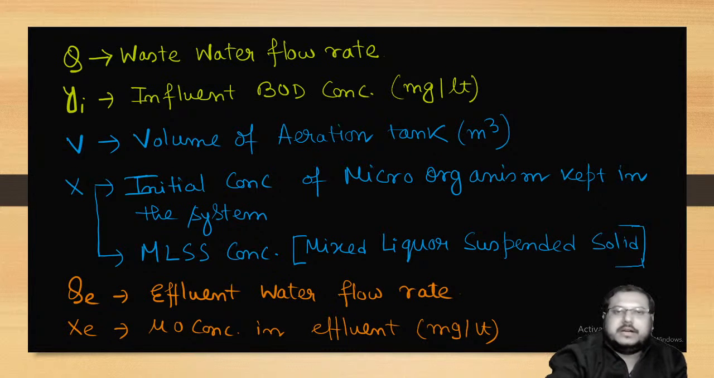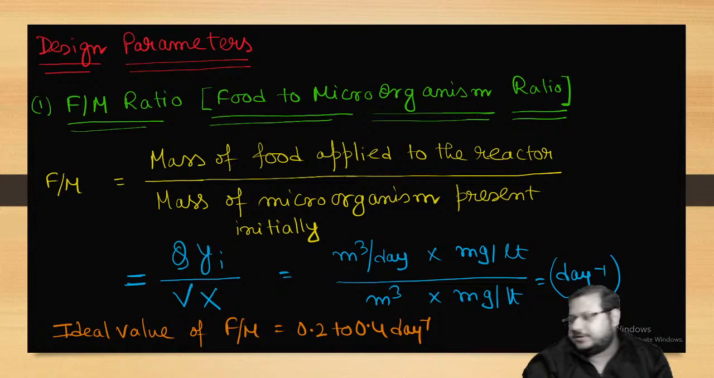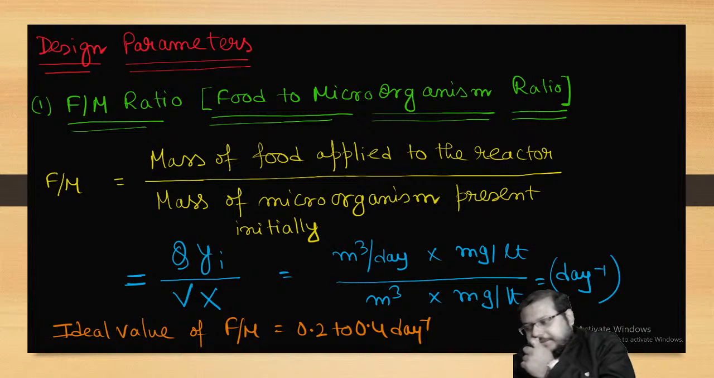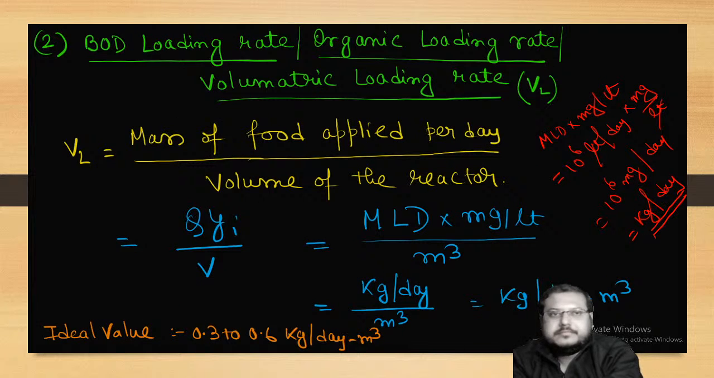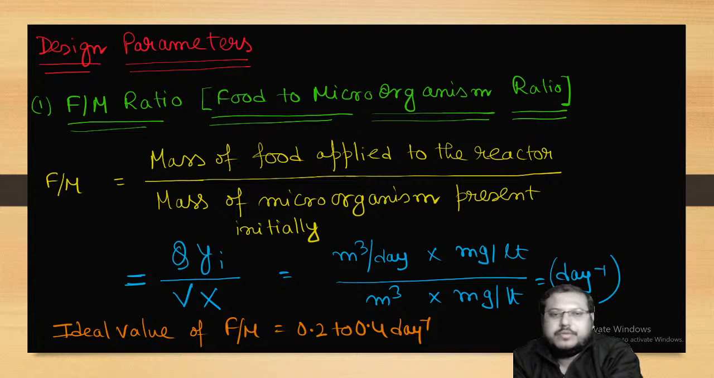We have gone through the schematic diagram, and these are the design parameters. First of all, the F by M ratio. After we quickly finish this, we'll go for the problems itself. That is the F by M ratio. It is the BOD loading rate or organic loading rate or volumetric loading rate. F by M ratio is QYI by VX. I have told you, you have to go with the ideal units itself. Otherwise, it will be a problem.